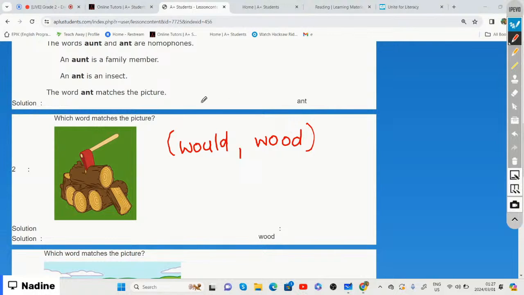All right, so if we were to choose the correct word that matches the picture, then we would choose wood, which is W-O-O-D, right? And we use that to make a fire. Another word for that is logs.